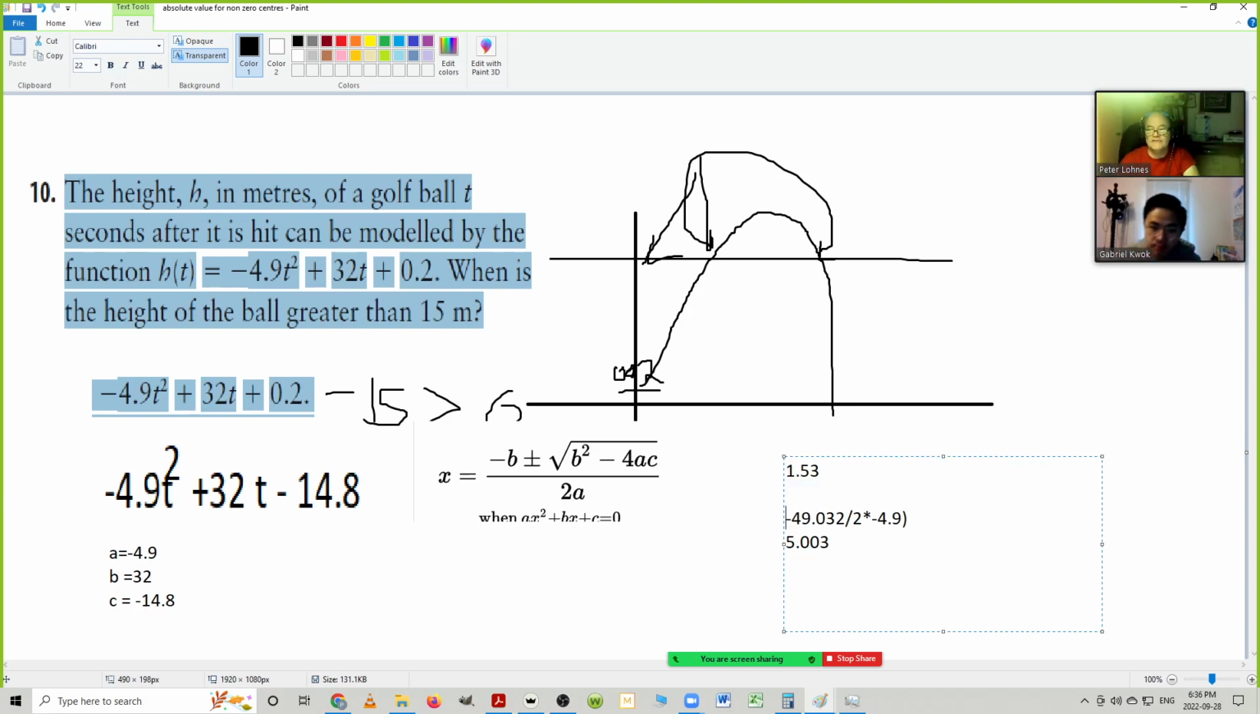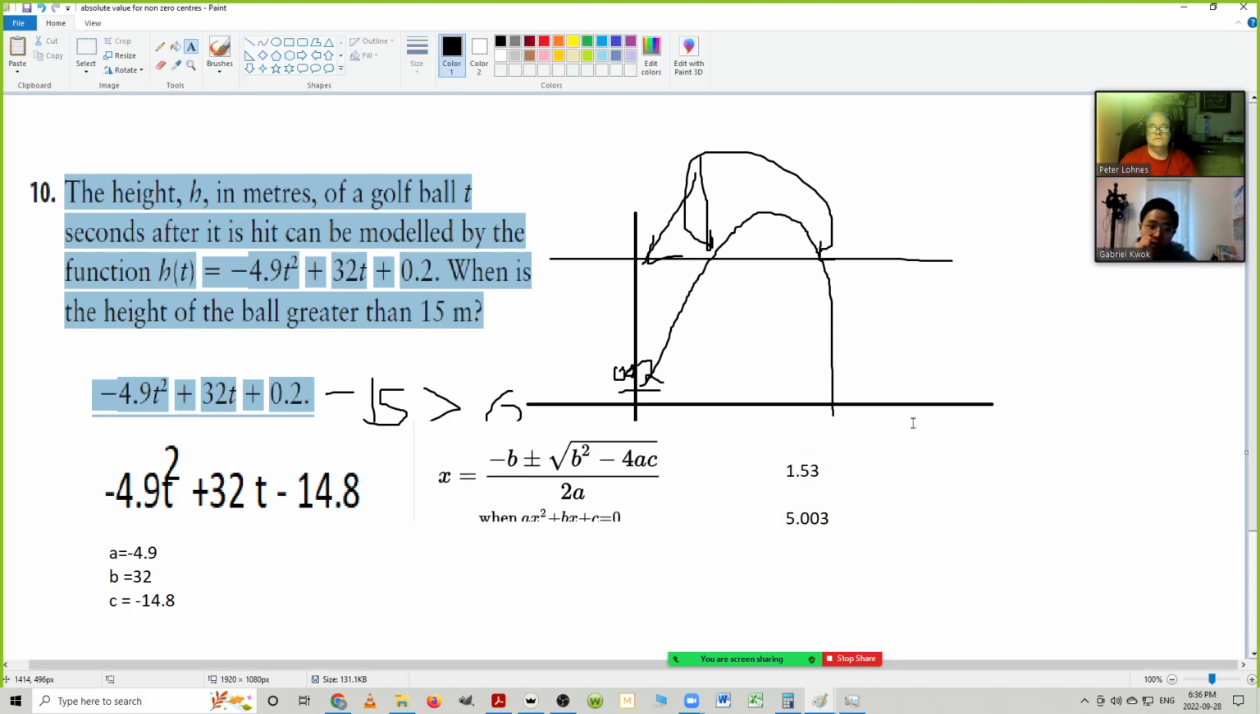Explain these two values for me. Notice they're not even, so we had to do quadratic. These are the two x values where the y value is above 50 meters. Obviously this one's smaller, so it's on the way up, and this one is on the way down. How would I describe that with x in the middle, smaller than something? 1.53 smaller than x, smaller than 5.003.